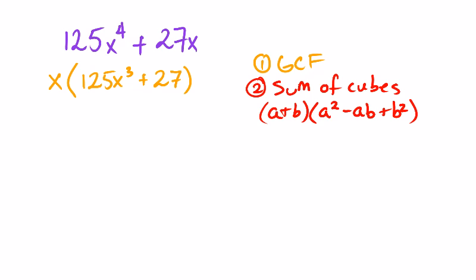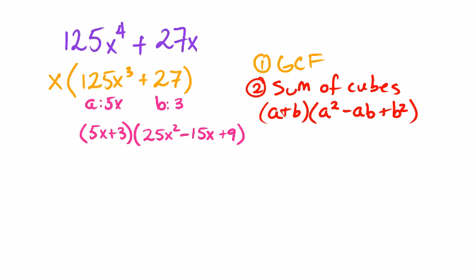So what number got cubed in order to get 125? 5. And what got cubed in order to get x cubed? x. So 5x is a. And then b, what got cubed in order to get 27? 3. And so now we substitute in the formula. So it would be 5x plus 3. And then a squared would be 25x squared, because 5x times 5x. And then a times b would be 15x, so minus 15x, plus b squared, which is 9. And remember, that is your answer.